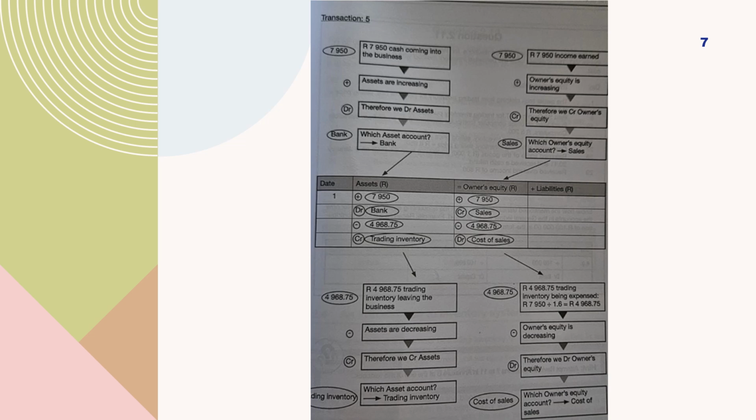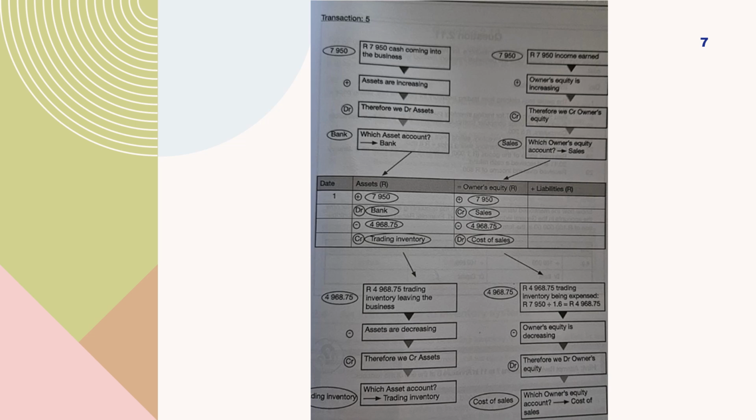So that's what we're seeing here. One is for the selling price and one is for the cost price. So the selling price of 7,950 Rand is given. When you sell goods, your bank account is going to increase because here they told you it was a cash sale. So your bank account is going to increase by 7,950.